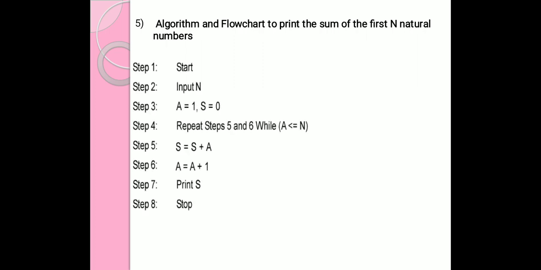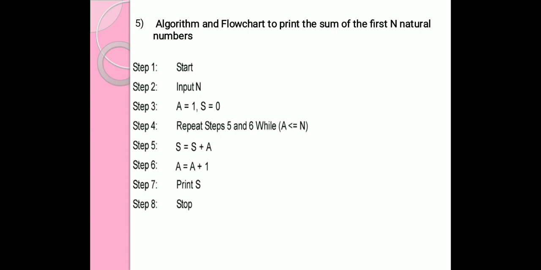Here we want to print the sum of first n natural numbers. So the algorithm is: step 1 start, step 2 input n, step 3 a equal to 1, step 4 s equal to 0. For this sum we use the variable s, and a equal to 1 means the first natural number.